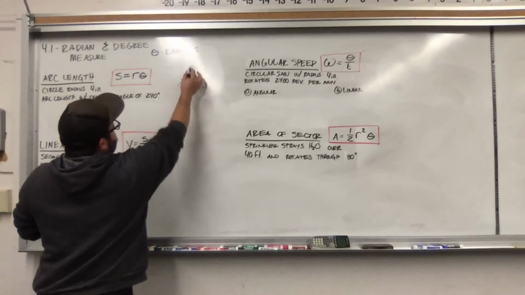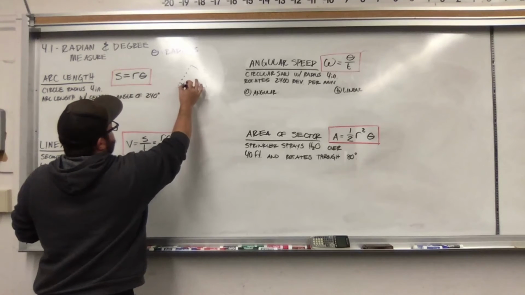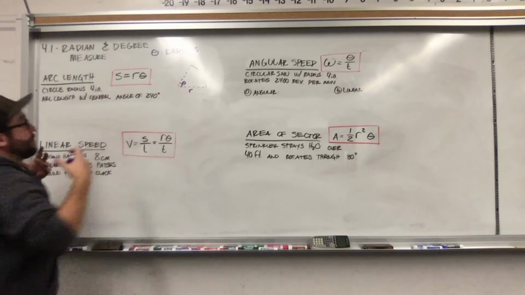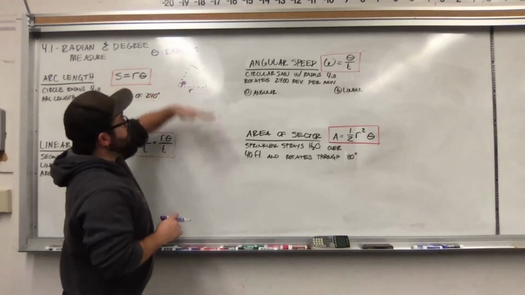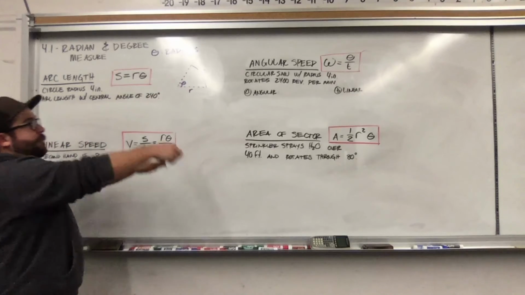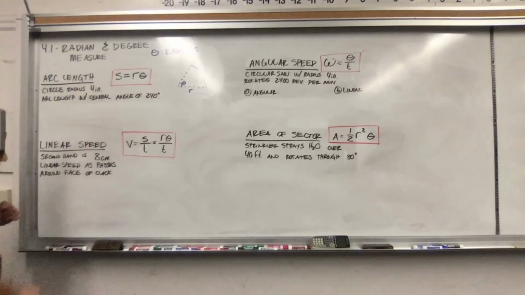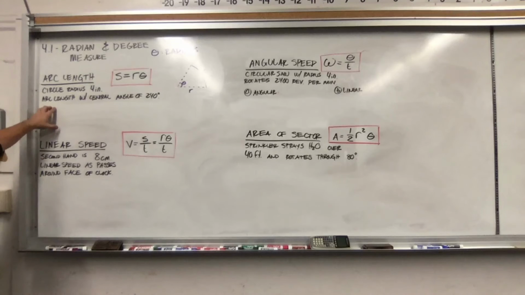Now, these sides are always going to be a radius, and that inside angle is our theta. So our radius times our theta, again in radians, will always give us how much the tip of that radius traveled in that arc length. So we look at this problem, we've got a circle of radius 4 inches.